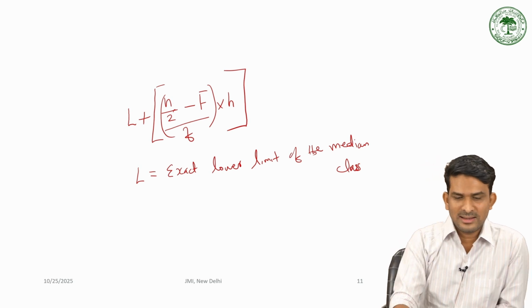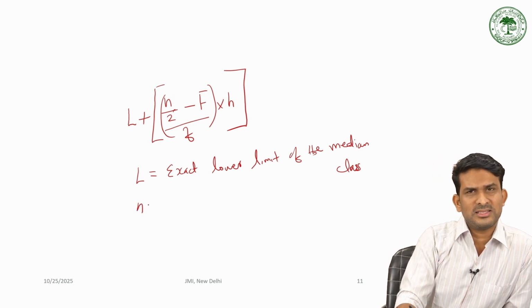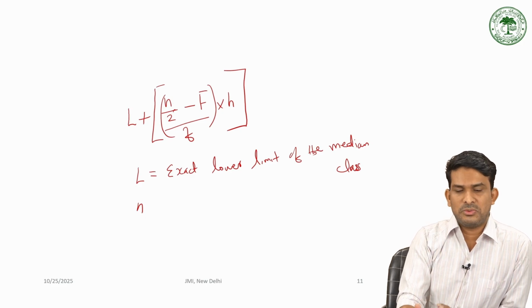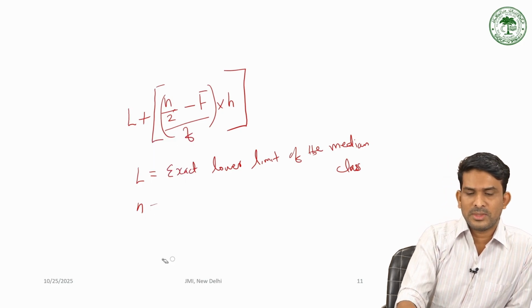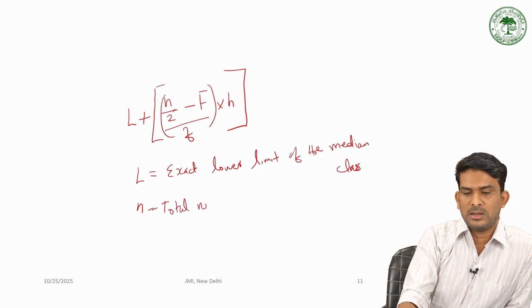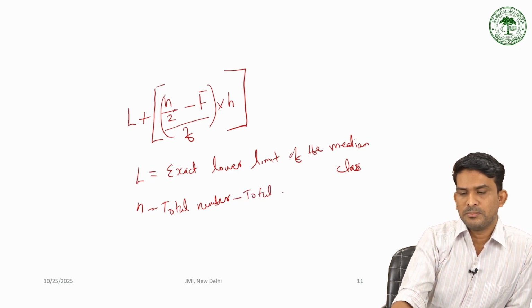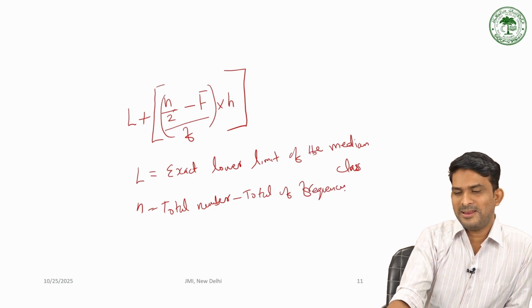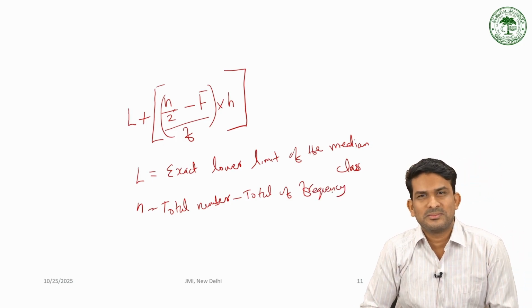What is N? You know, right? In a frequency distribution, N is the total number of frequency. Clear? N is the total number, otherwise we call it the total of frequency. Is it clear? Total of frequency.